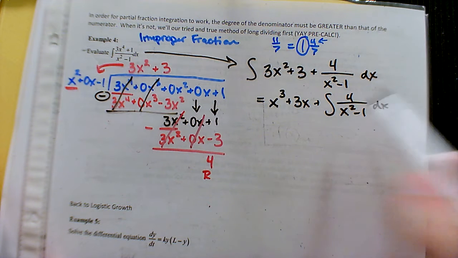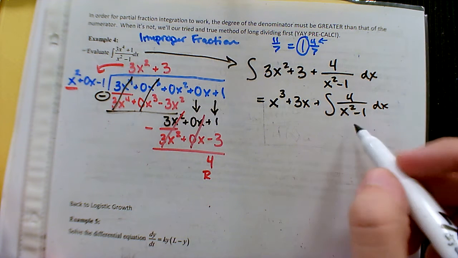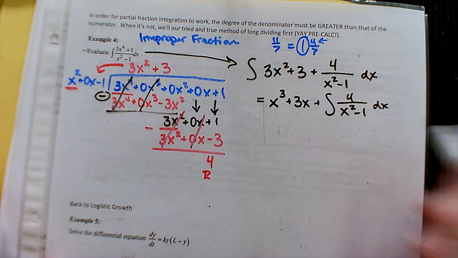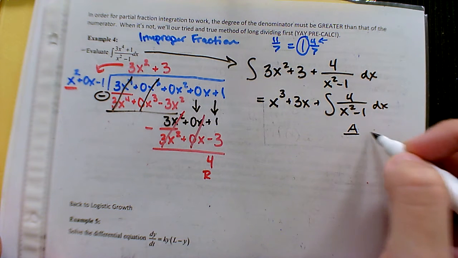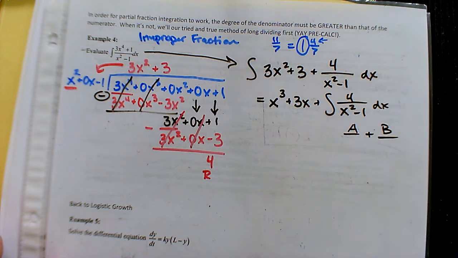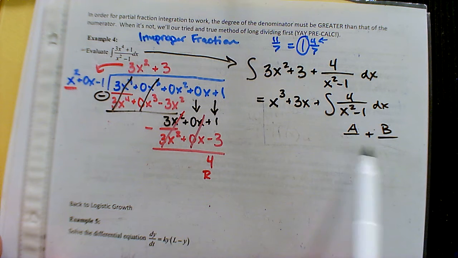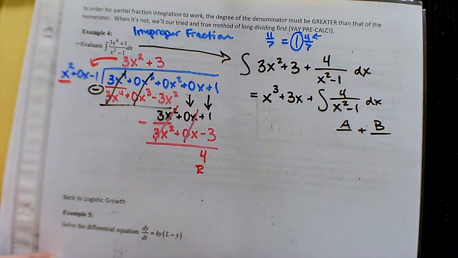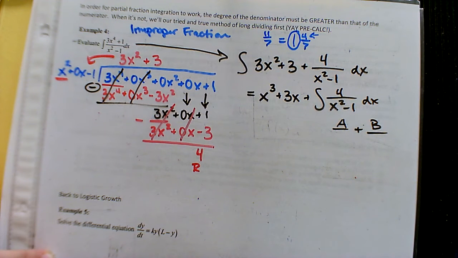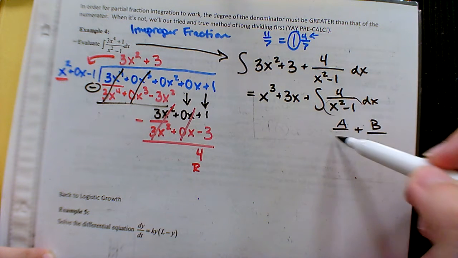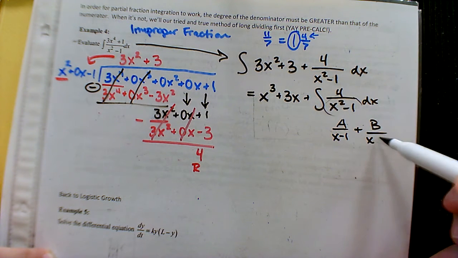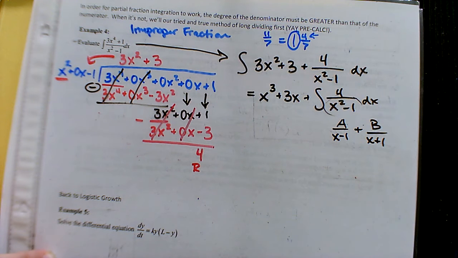We're going to have to think about what 4 over x squared minus 1 started as. So we have like a over some quantity plus b over some quantity. How can we figure out those quantities? Yeah? It's the difference of squares. Yep. You have x minus 1, x plus 1. All right, so we're going to factor the denominator. Difference of squares, x minus 1, x plus 1.